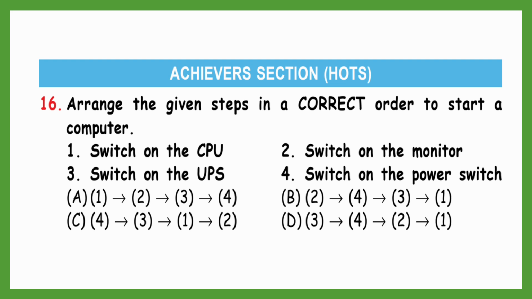First one, what you should do? Switch on the power switch. So, this is one. Next, switch on the UPS. So this is the second one. Then next, switch on the CPU. So this is the third one. And then switch on the monitor. So what is the correct step? Which is the correct option? Option C. First, you must do step 4, then 3, then 1, then 2. Okay, so option C is the correct answer.